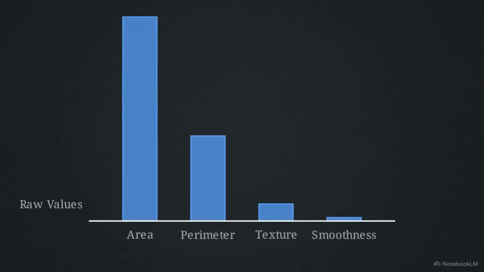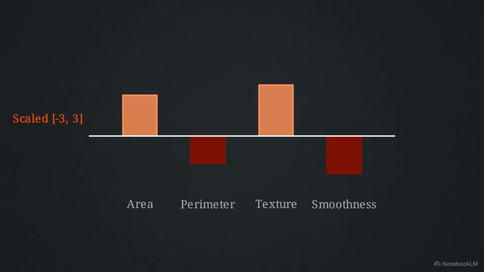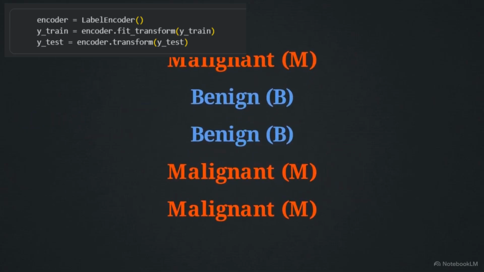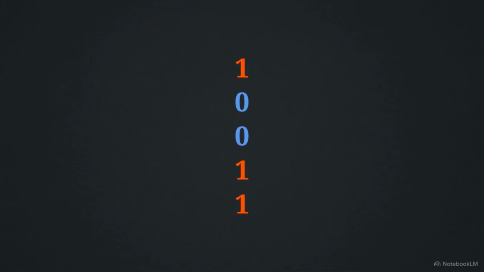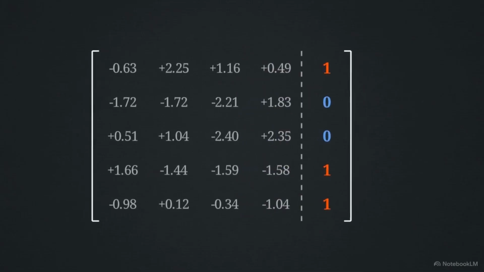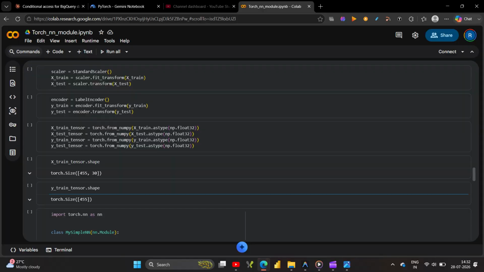Standard scaling puts all features on the exact same numeric scale. We also use label encoding. Models cannot perform math on text labels like M or B, so we convert these into binary ones and zeros for the network to process. Clean, uniform, logically encoded data is the non-negotiable baseline. Without it, even the most advanced PyTorch tools will fail.